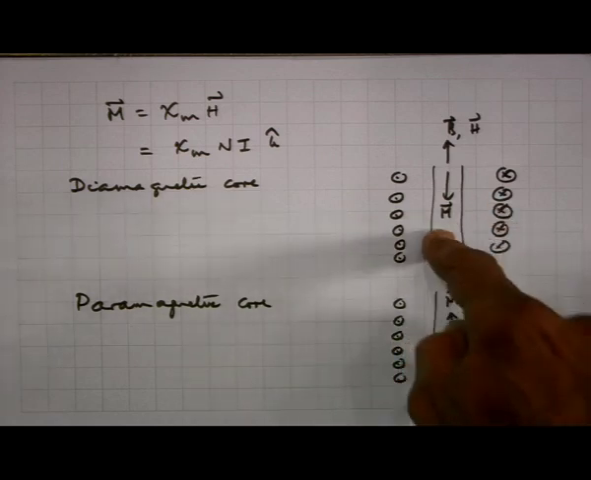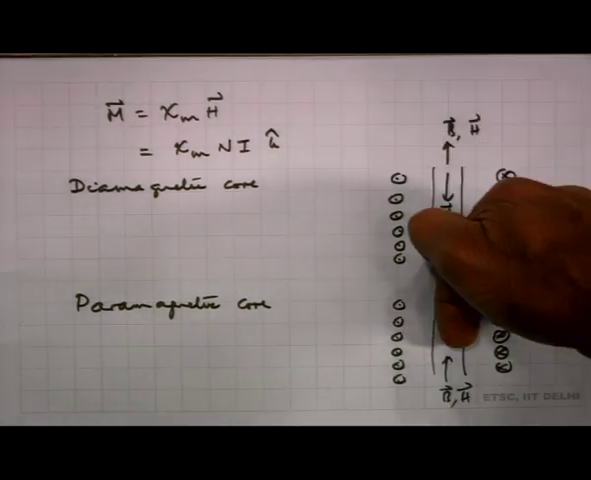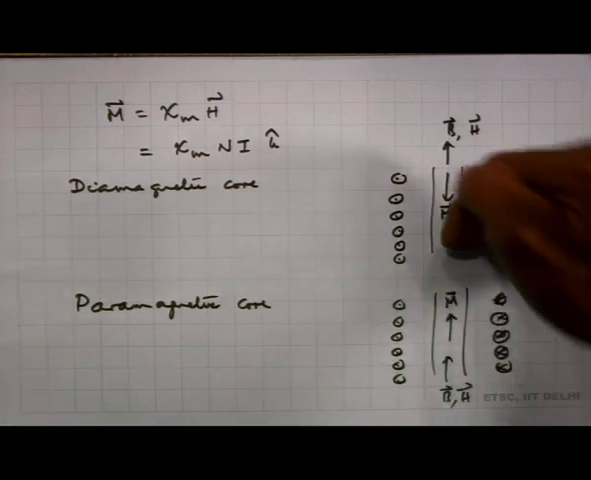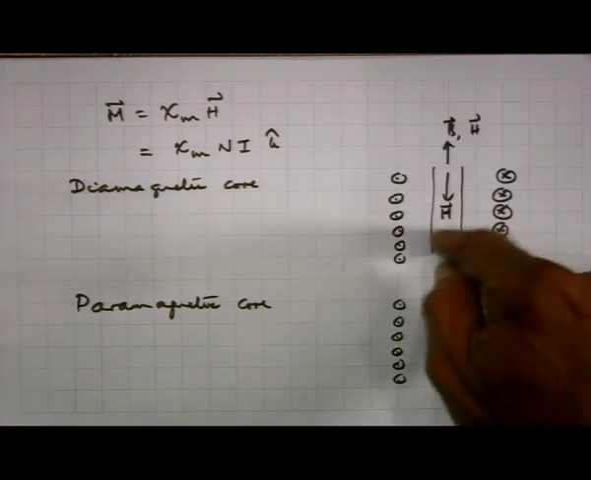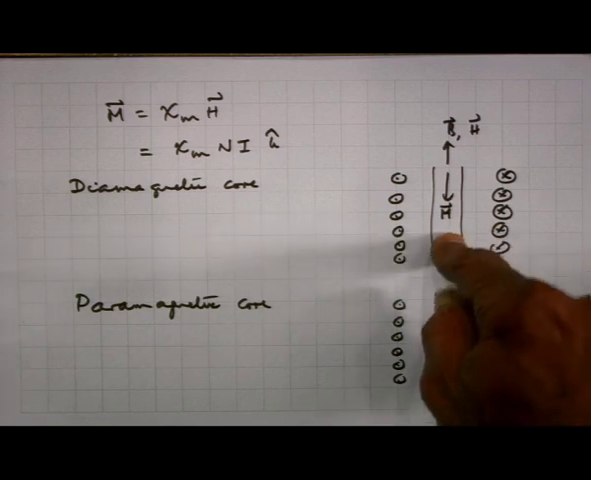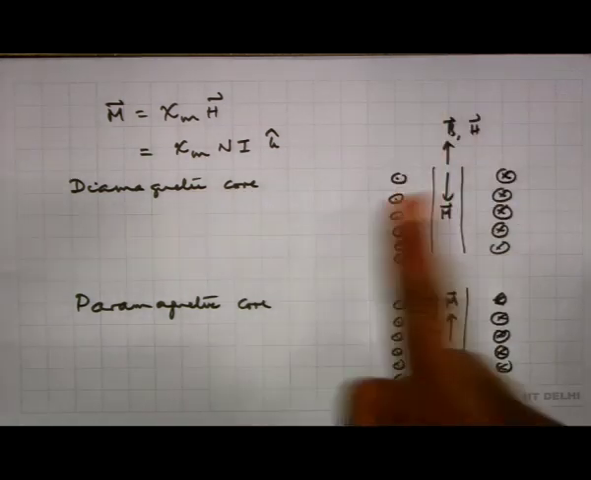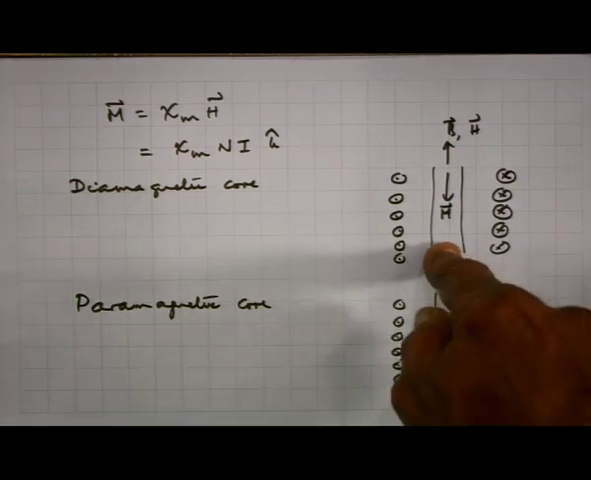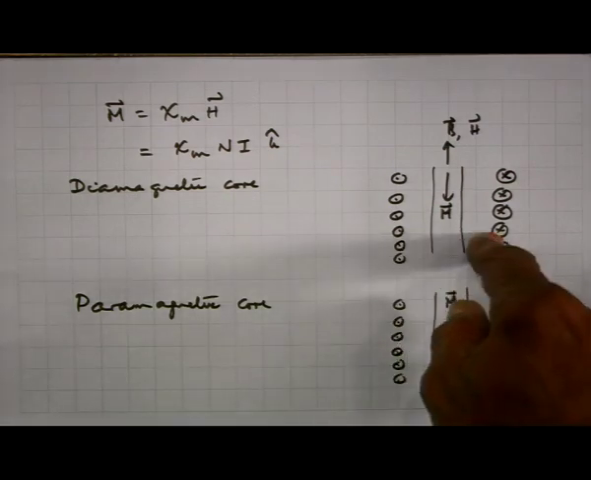In a diamagnetic material, the magnetization is downward. This downward magnetization generates a magnetic field in this downward direction because of this bound current, and that is opposite to the direction of the magnetic field produced by the current carrying conductor, and so the magnetic field inside the material is slightly less than the magnetic field outside.